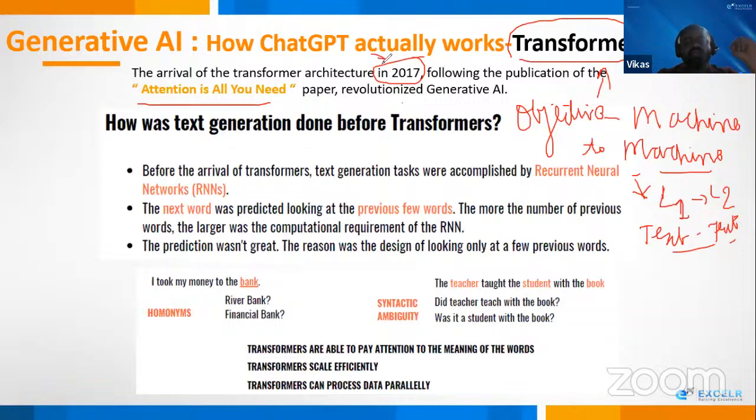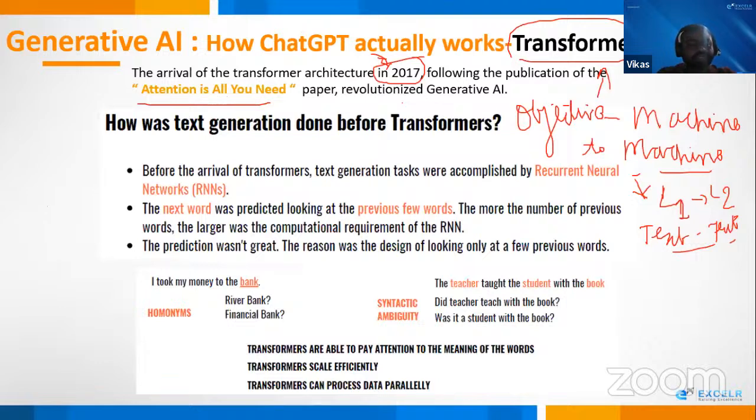Nowadays, guys, it has been just 1 year since OpenAI launched this kind of application. But the initial starting was done in 2017 for generating this kind of stuff. And that was the basic benchmark which was set by inventing this transformer model.